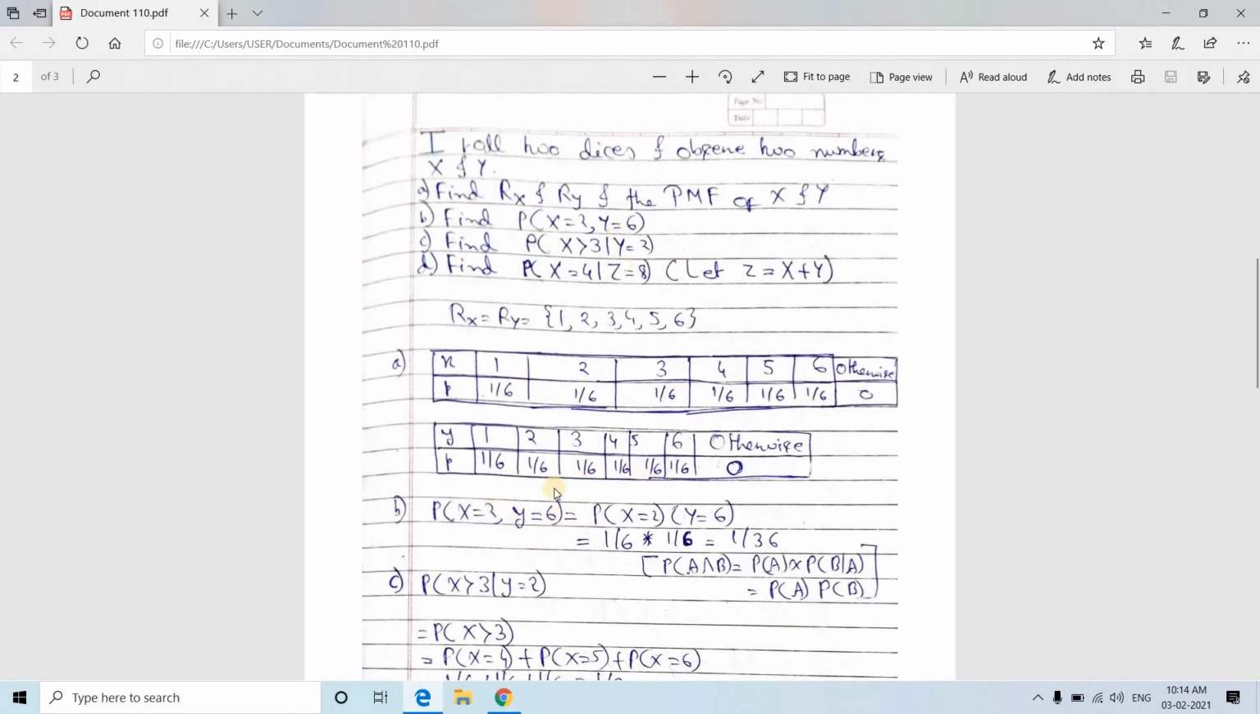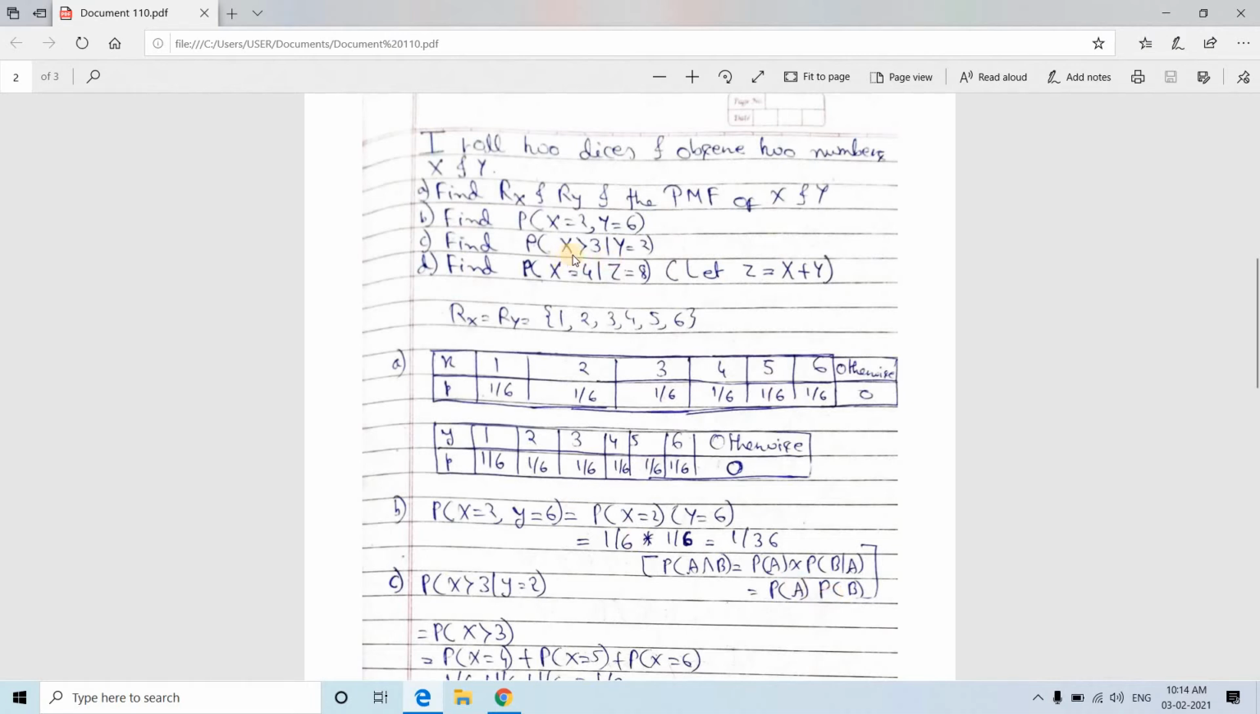So P of x equal to 2 comma y equal to 6 is nothing but P of x equal to 2 multiplied by P of y equal to 6. What is the probability of the outcome x equal to 2? That is 1 by 6. What is the probability of y equal to 6? 1 by 6. So 1 by 6 times 1 by 6 is 1 by 36. And this is the reason: P of A intersection B is equal to P of A multiplied by P of B given A, but here B and A are independent events, so we get P of A multiplied by P of B.